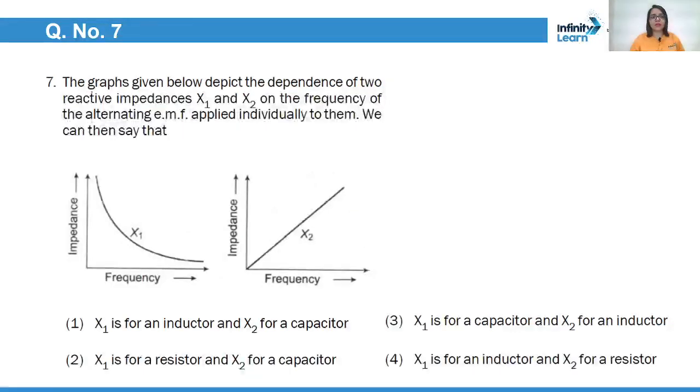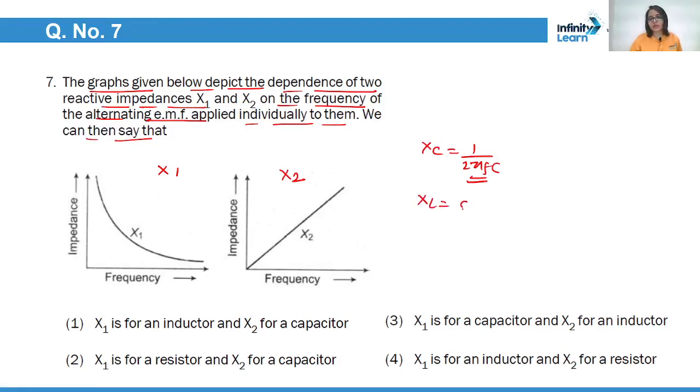Question number 7. The graph given below depicts the dependence of two reactive impedances X1 and X2 on the frequency of the alternating EMF applied individually to them. We can say that, so XC is 1 upon 2 pi FC. So XC is inversely proportional to F. So when F increases, XC decreases, right? So first graph is corresponding to the capacitor, and XL is 2 pi FL. So it is directly proportional to F. So frequency increases, XL increases. So second graph is for inductor. So correct answer is option 3.